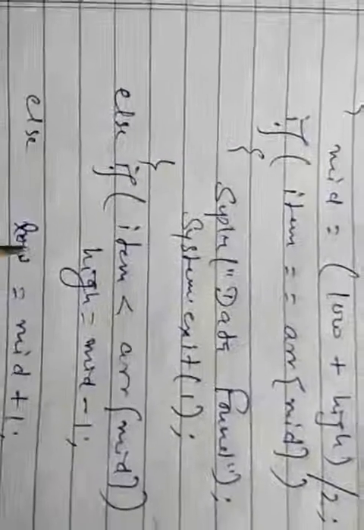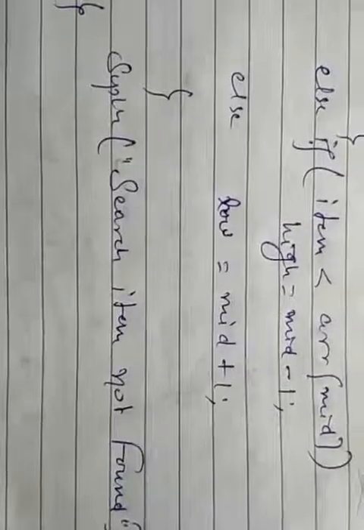This will execute repeatedly until the number is found, or the value of low is greater than high. Then it will exit from the loop and display the appropriate message if the number is not found. So we are printing here that the search item is not found. But if the item is found in this array, we are printing the message data is found.